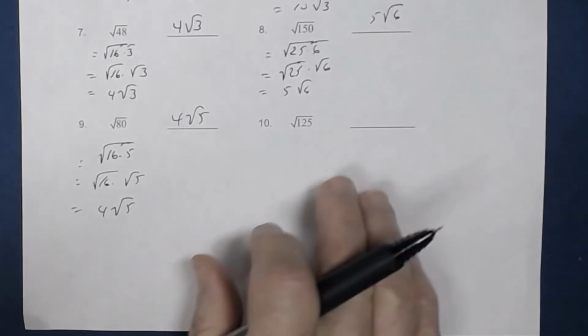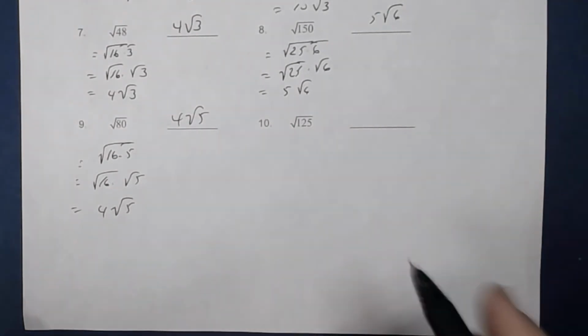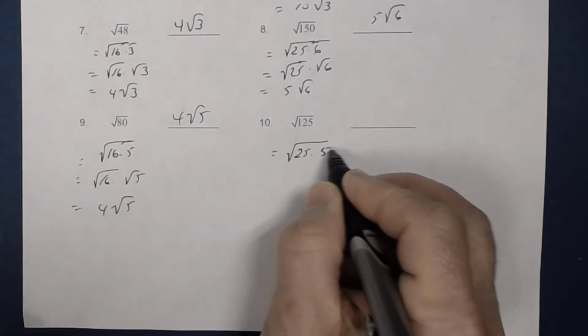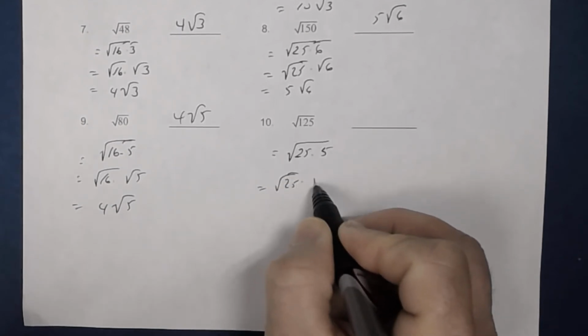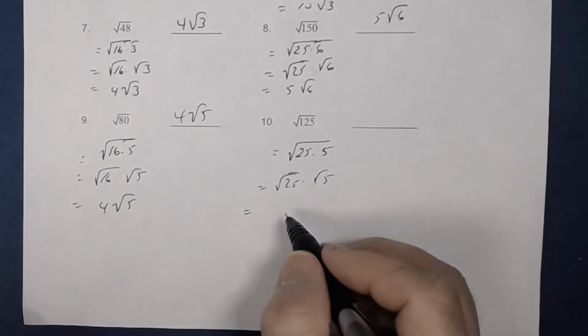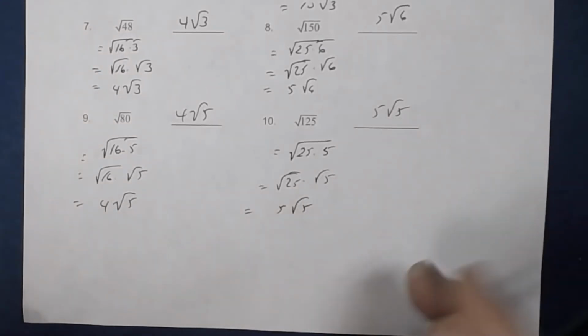All right, 125. Again, the only perfect square that goes into 125 besides 1 is 25. So that's going to be the square root of 25 times 5. And so this becomes the square root of 25 times the square root of 5. And 25 is a perfect square, so the square root of 25 is 5. 5 square root of 5. And we're done. So it's not that bad.